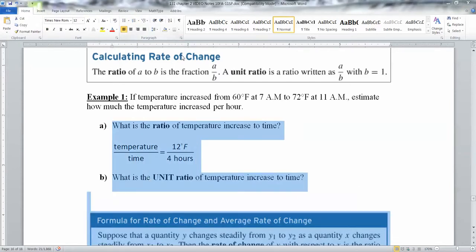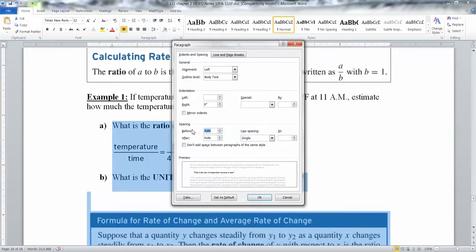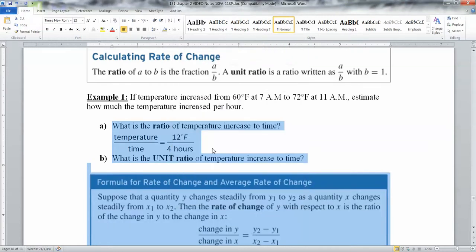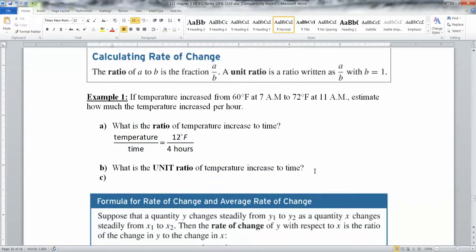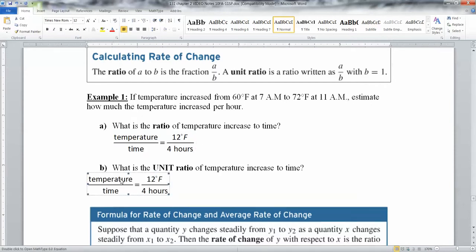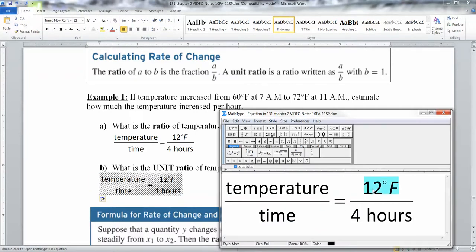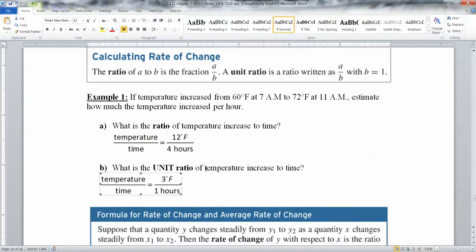Now the question becomes, what is the unit ratio? Because that's a ratio, but it's not a unit ratio. To make it a unit ratio, you need the denominator to be 1. And it currently isn't. It's currently 4. This one is pretty easy, but if it didn't work out so simply, you could just get a decimal. But we all know that this must be 3 over 1 because 4 goes into 12 3 times. So there's our unit ratio.